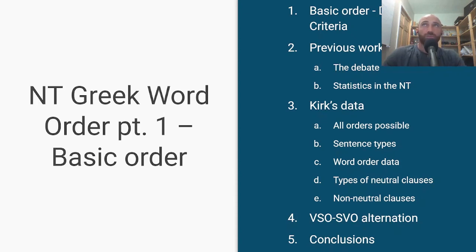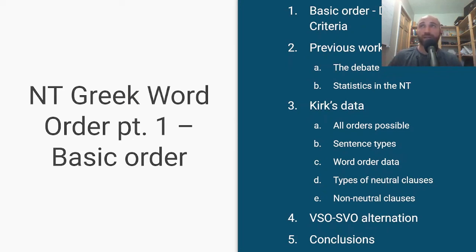So just to go back over from a high level what we've talked about. First, we talked about the basic order. We talked about the definition of that and the criteria. And we basically said that we're going to define basic order as any pragmatically neutral sentence. And then we looked at previous work and the debate that has occurred because of it. So we said that some people say SVO is basic, some people say VSO is basic. Many of those studies have focused more on frequency and less on pragmatically neutral.